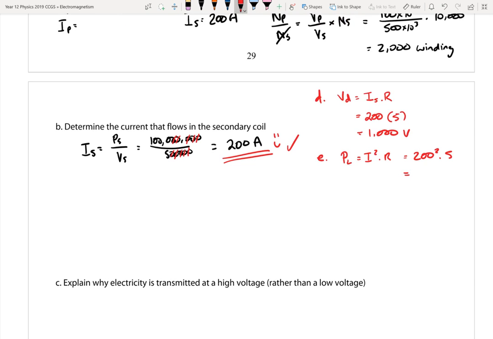So again, you might wish to do both methods to confirm that you got the right answer. You might want to do the voltage drop order first to get your answers, then do the power next to get your answers. 200 squared, is that 40,000 times 5? I've got a calculator here. I answer my own question: 200,000.